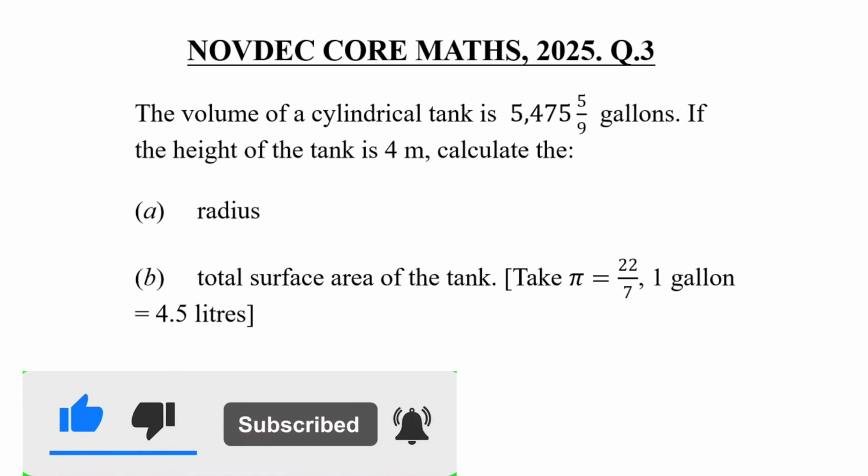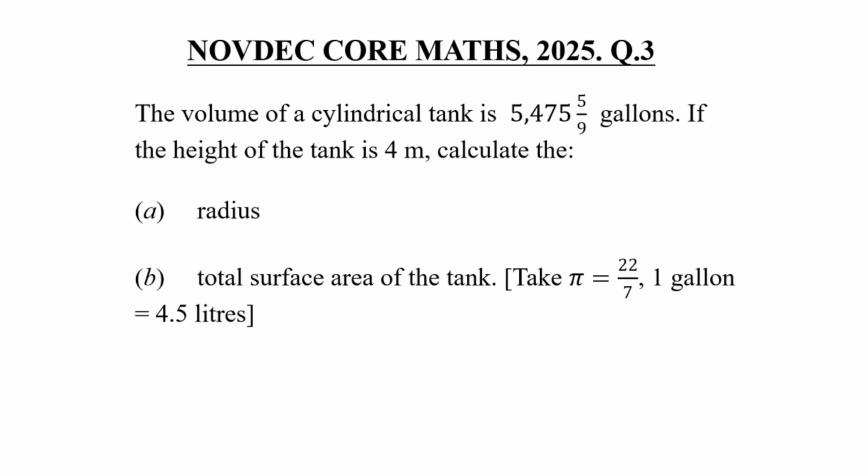So we will not waste more time. If you look at this question, you realize that this is one of the basic concepts, and that is the volume of a cylinder. The volume of a cylindrical tank is 5,475 and 5/9 gallons. If the height of the tank is 4 meters, we are to calculate the radius and also calculate the total surface area of the tank. We should take pi to be 22/7 and also represent 1 gallon by 4.5 liters.